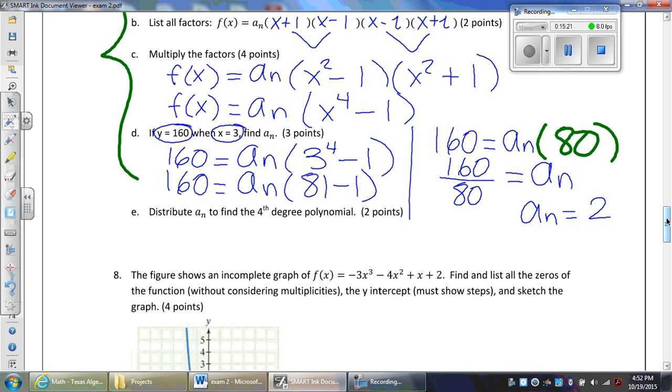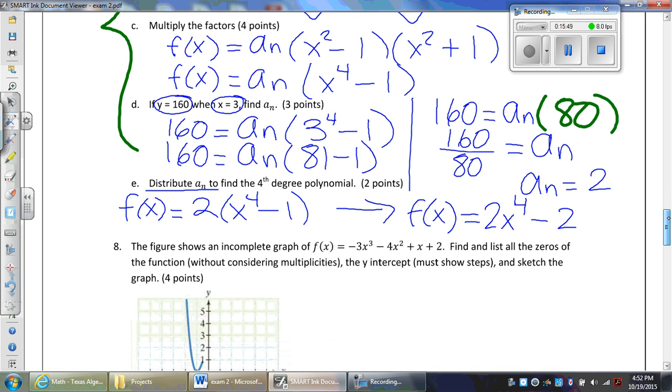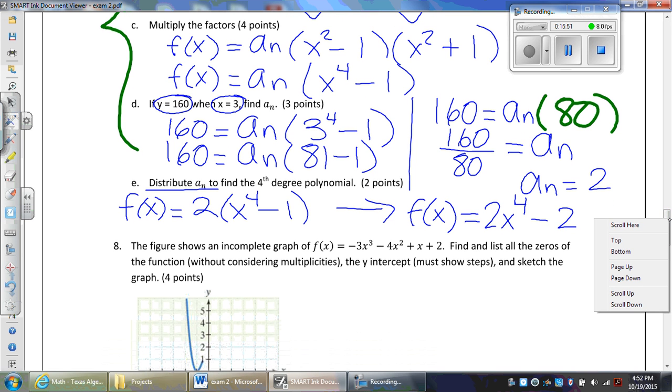And then last one, distribute a sub n. Wow, I was so nice here. So you distribute the 2 to this one. And so that will be f of x is equal to 2x to the 4th minus 2. Yes? Okay. I think you guys are going to do better on this test. I feel more confident.